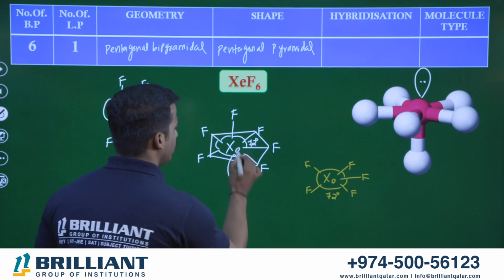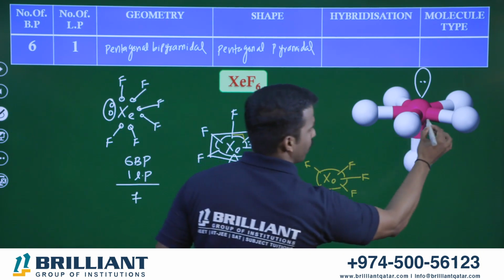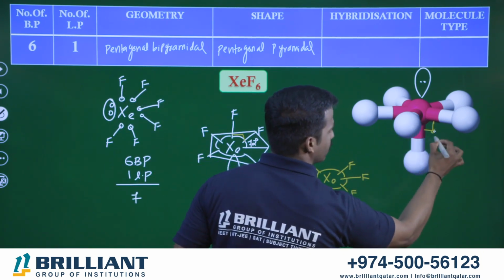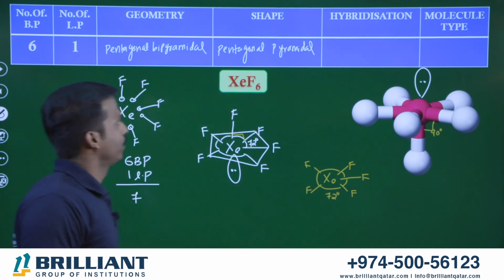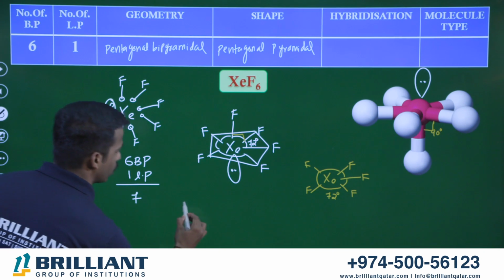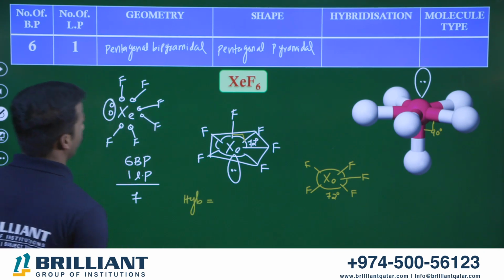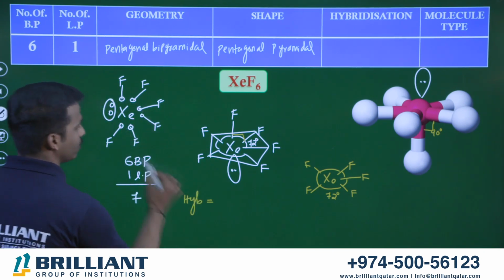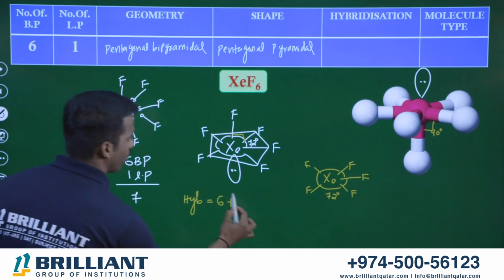It will be 90, no? Yeah, perpendicular bond, when you consider this perpendicular bond with any of the bonds, it will be 90 degree. This is the bond angle type. What is hybridization? Hybridization is equal to the sum of sigma bonds. How many sigma? 1, 2, 3, 4, 5, 6. How many lone pair? 1 lone pair.